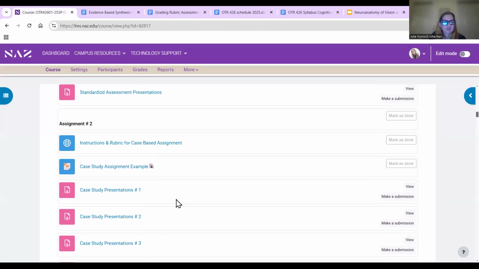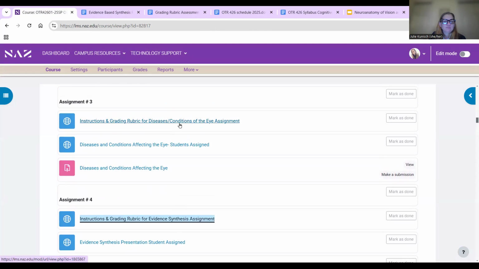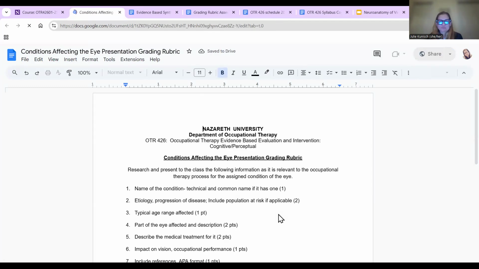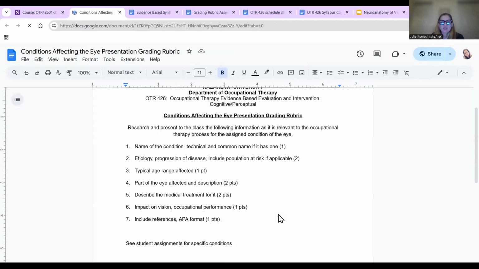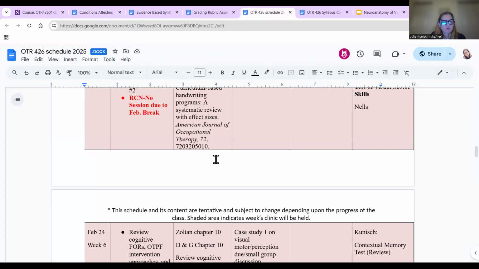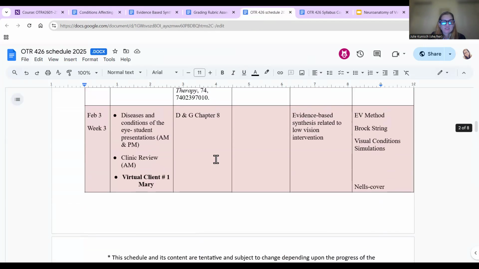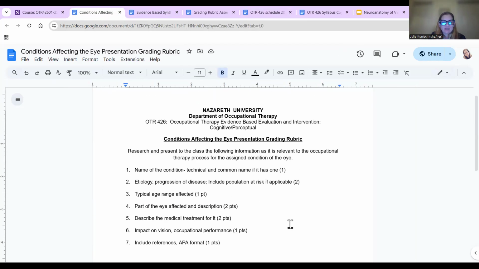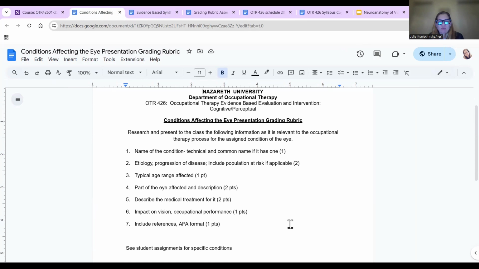Let's talk about the conditions and diseases of the eye. This is not a huge lift, I don't think. But there is one day on the schedule where you will all be presenting about diseases and conditions of the eye, which is week 3, February 3rd. There will be 9 presentations. Your presentation should not be any longer than 10 minutes. It's a very quick overview about the condition or disease that you have been assigned. And here's all of the things that you should talk about.